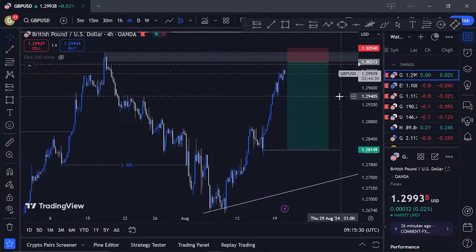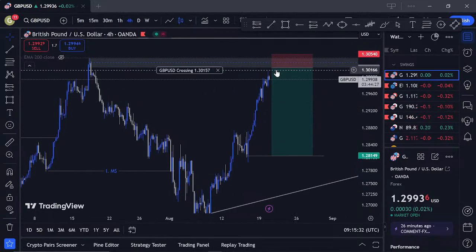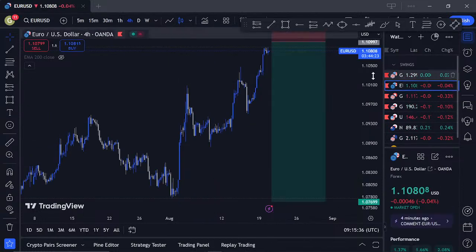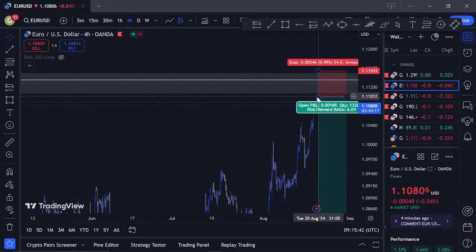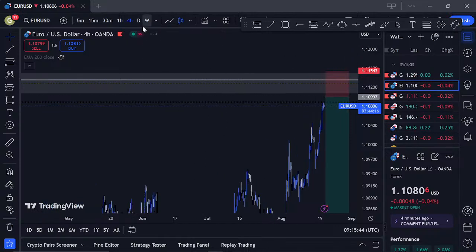So here is our setup on Euro USD. On GBP USD, we are waiting to take a major sell from here. So if I'm waiting for a sell on GBP USD, automatically that means that I'm also waiting for a sell on Euro USD as well. And you can see for Euro USD, I already had a setup long ago. I'm just waiting for it to be triggered.